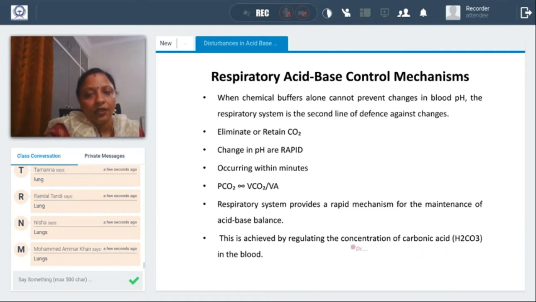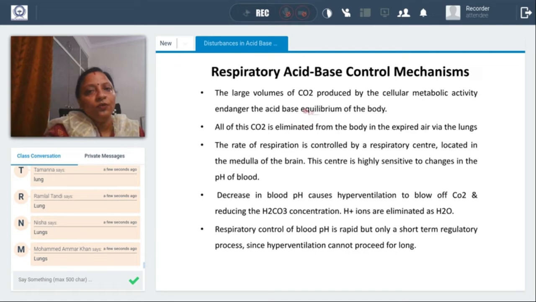So please remember this. This is achieved by regulating the concentration of carbonic acid, H2CO3, in the blood. Is it clear to all of you? By eliminating or retaining CO2, it is achieved by regulating the concentration of H2CO3. The large volumes of CO2 produced by cellular metabolism endanger the acid-base equilibrium of the body. All of this CO2 is eliminated from the body in the expired air via the lungs.